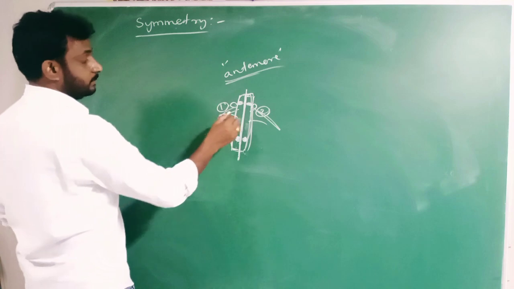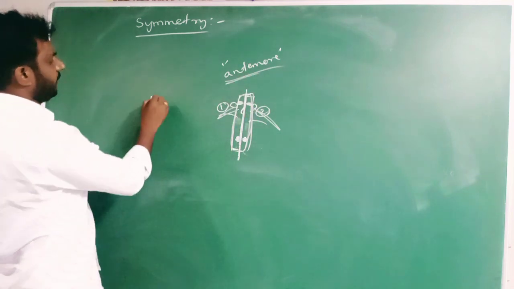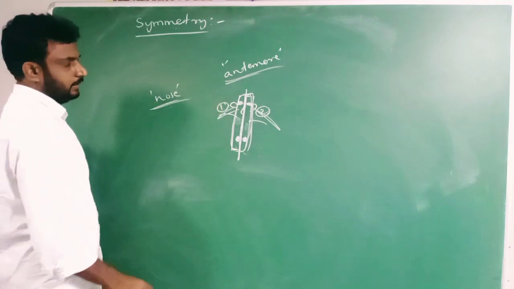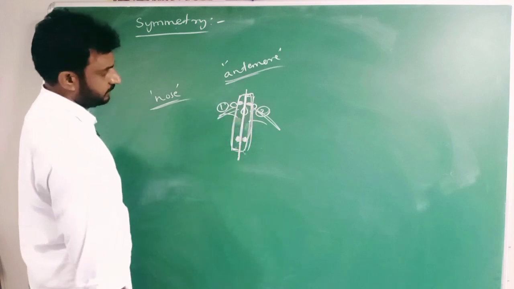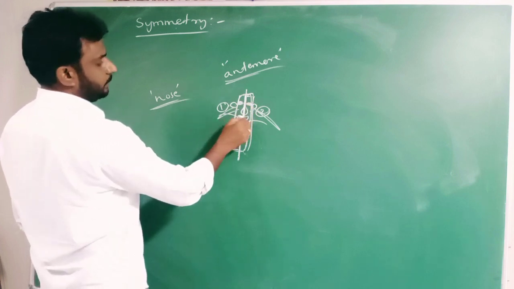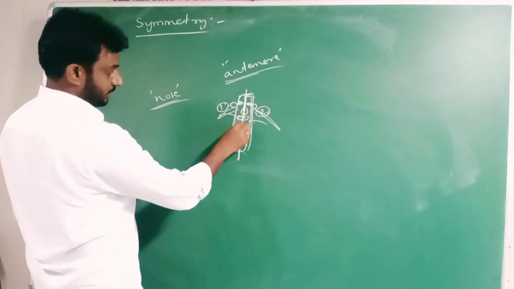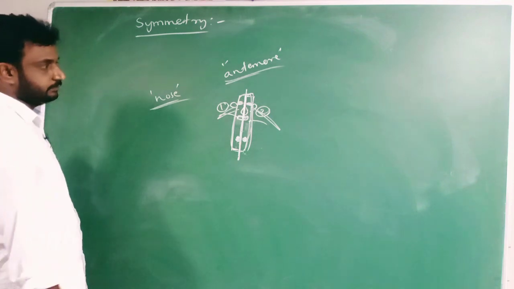Unpaired organs are mostly located in the center. An unpaired organ, for example, the nose. The nose is an unpaired organ, only one. It is located in the center, and when we cut, it divides into two parts. Then the mouth is also an unpaired organ, located in the center. So when we cut, it divides into two identical halves.